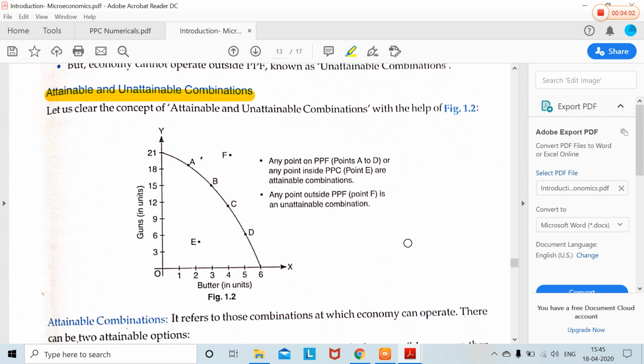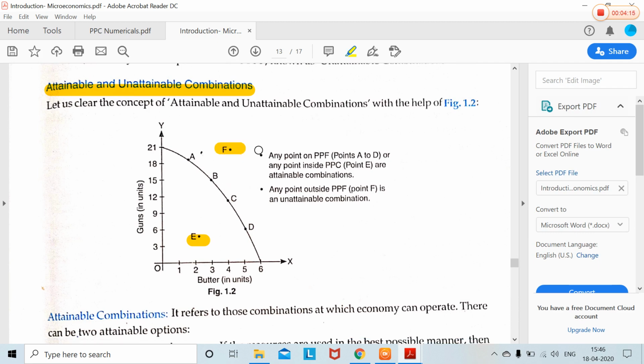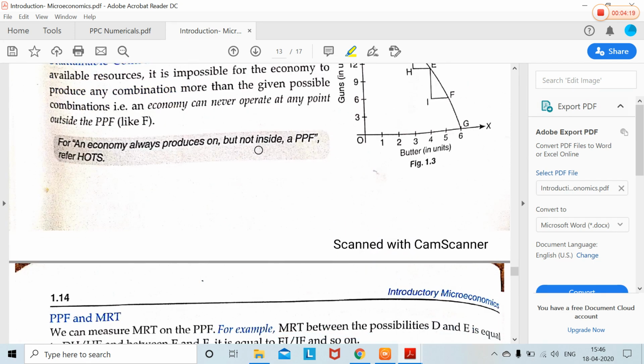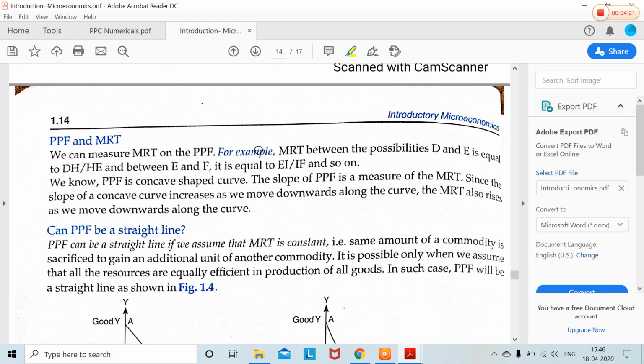So all the points which were on PPC were attainable, but obviously we are not here. This point is attainable again, inside PPC, and this point outside PPC is not attainable. So all this was covered in the last class. This was a little recap of what we have done.